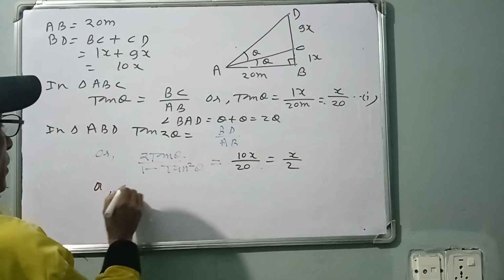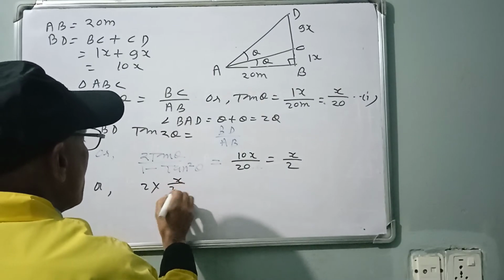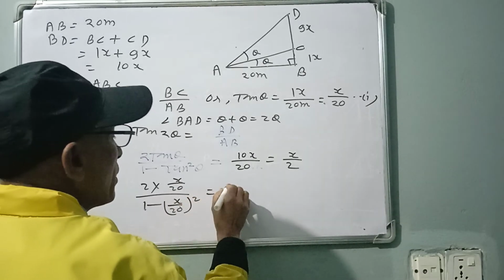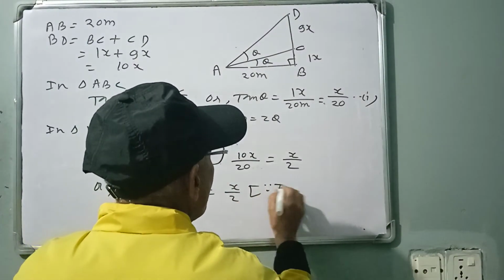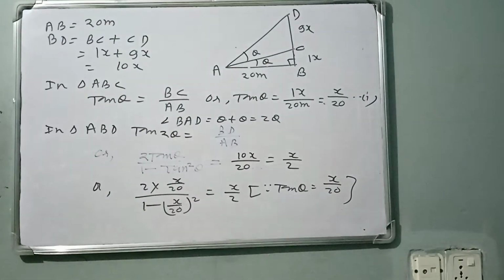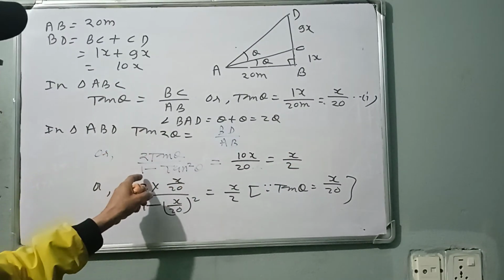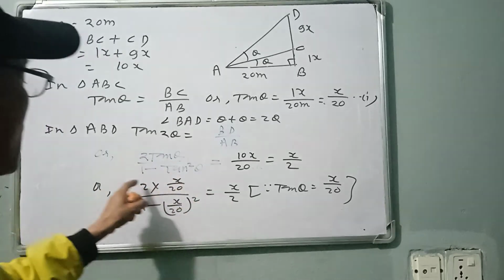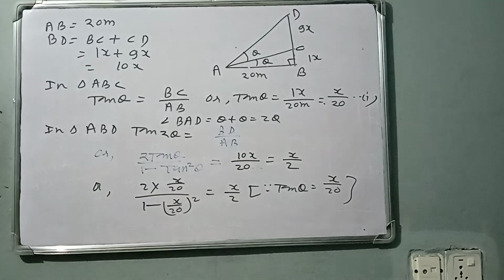Now what is the value of tan theta? tan theta equal x by 20 from equation number 1. Put the value of tan theta equal x by 20 here. Tan 2a is 2 tan a by 1 minus tan square a. So with theta: 2 tan theta by 1 minus tan square theta, that is 2 times x by 20 over 1 minus x by 20 whole square, equal x by 2.